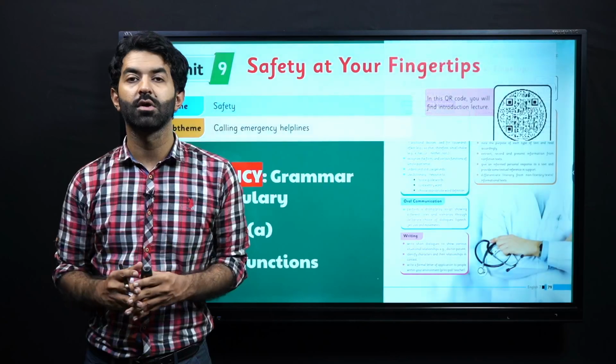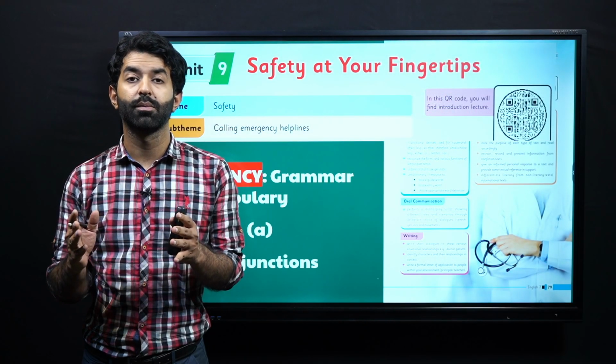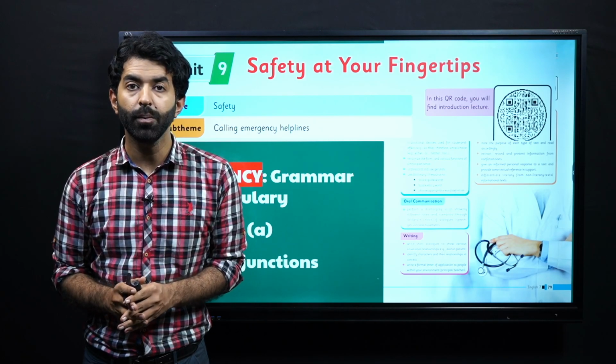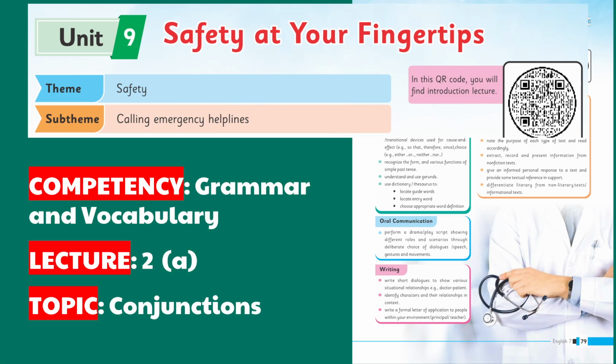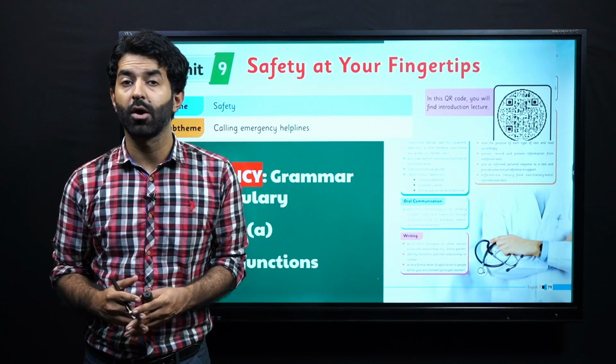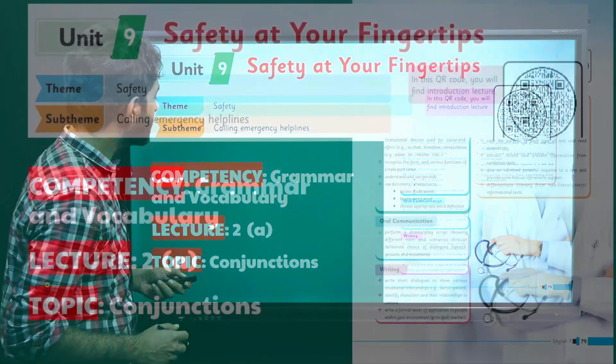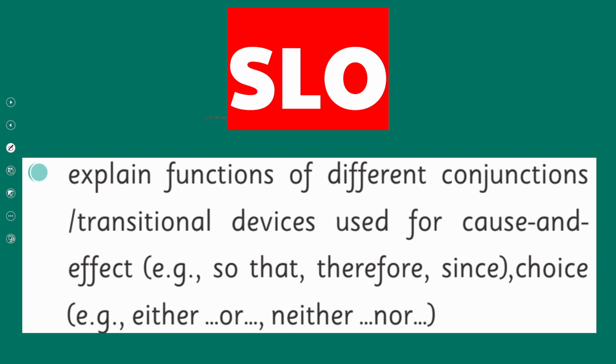Students, today we will cover our student learning outcome that talks about using conjunctions. I hope that you are familiar with what conjunctions are and have a very good knowledge about them as well. So, in today's lecture, this is our student learning outcome, which says: explain functions of different conjunctions or transitional devices used for cause and effect. For example, so that, therefore, since. These are our conjunctions, or we can also call them transitional devices, that we use for cause and effect relationships.